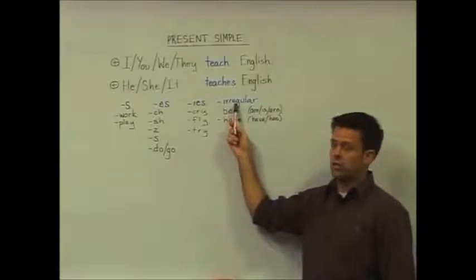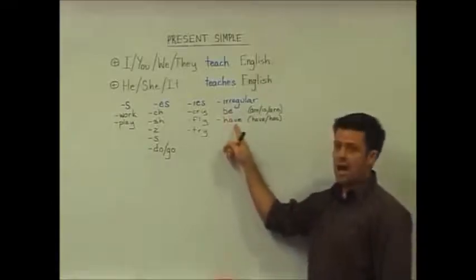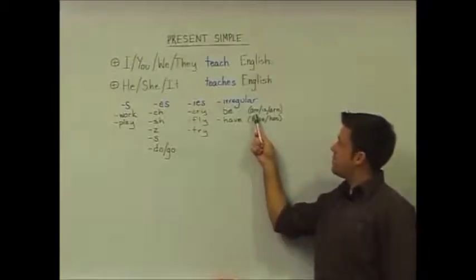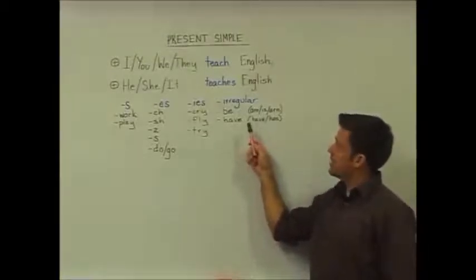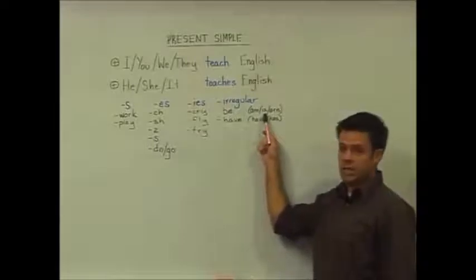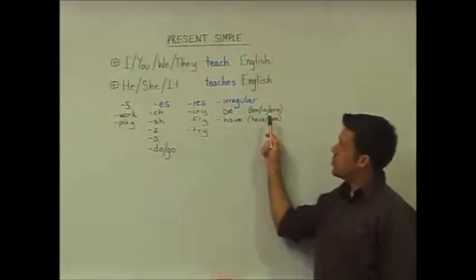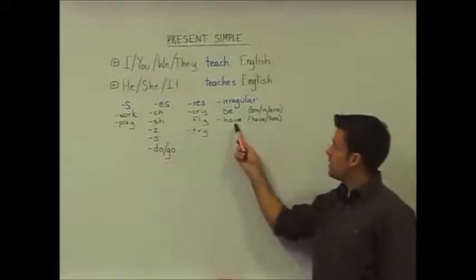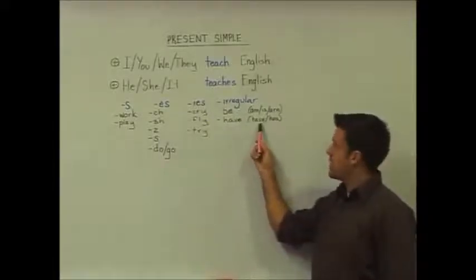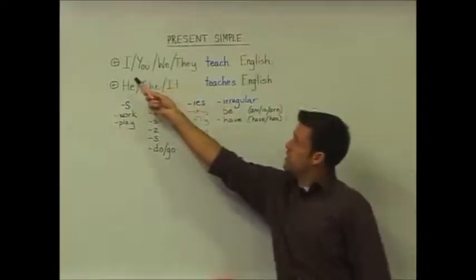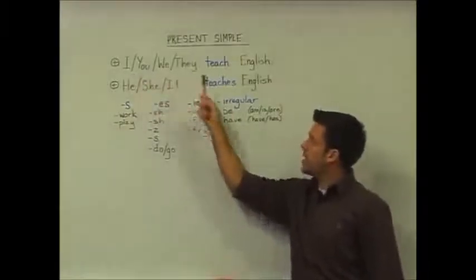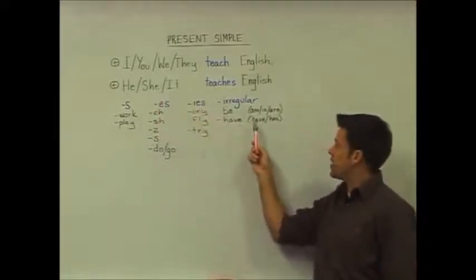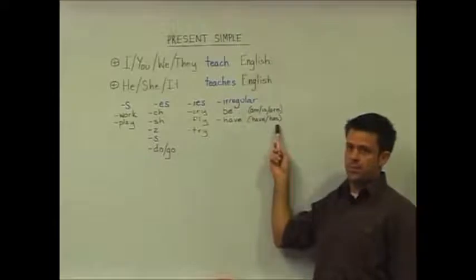Finally, we have our irregular verbs be and have. For subject I, we use am. For the subject he, she, and it, we use is, whereas with you, we, and they, we use are. Finally, we have have, which stays as have for these subjects, I, you, we, and they, but for he, she, and it, we change have to has.